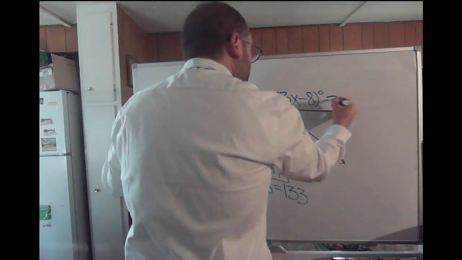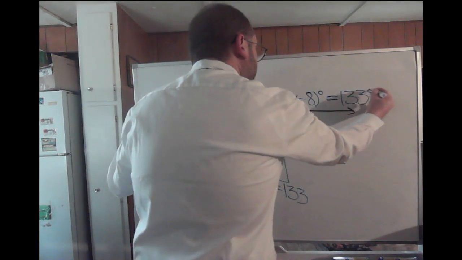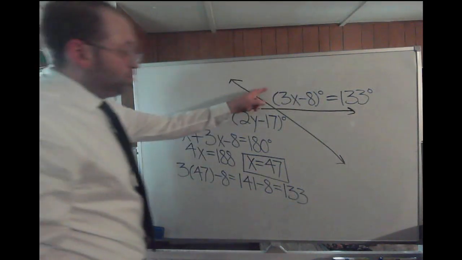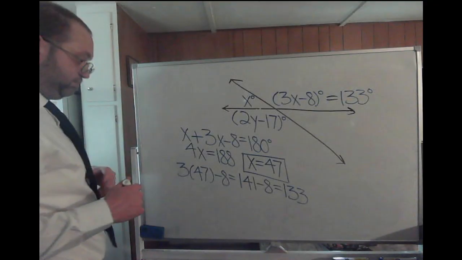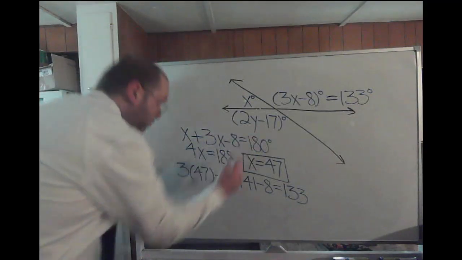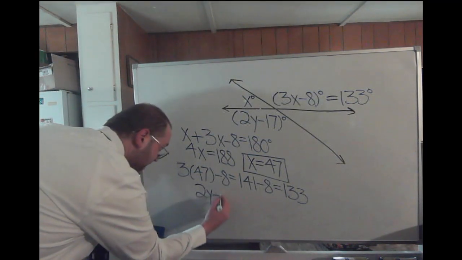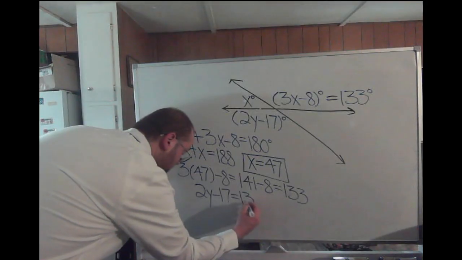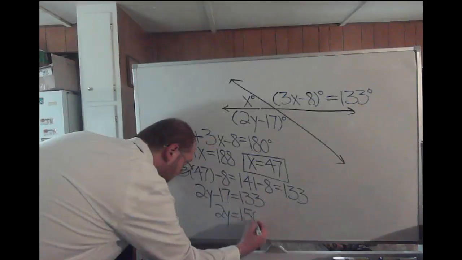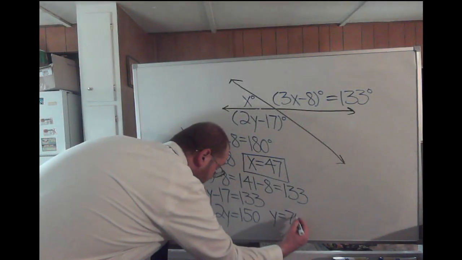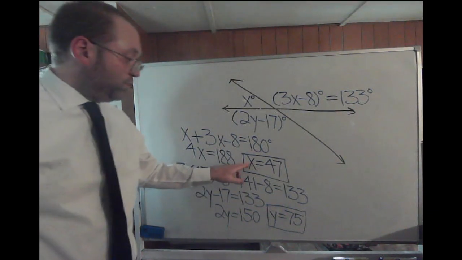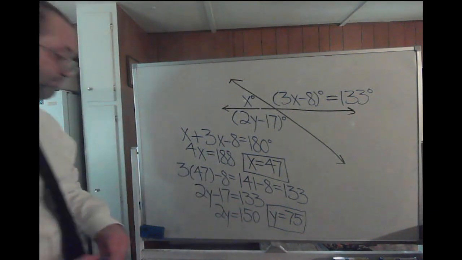So this angle here we can say equals 133 degrees. Okay. So now we found the vertical angle to 2y minus 17. Last but not least, you're going to set 2y minus 17 equal to 133, which simply means 2y equals 150, which means that y equals 75. So those are your values for x and y. X would equal 47, y equals 75.